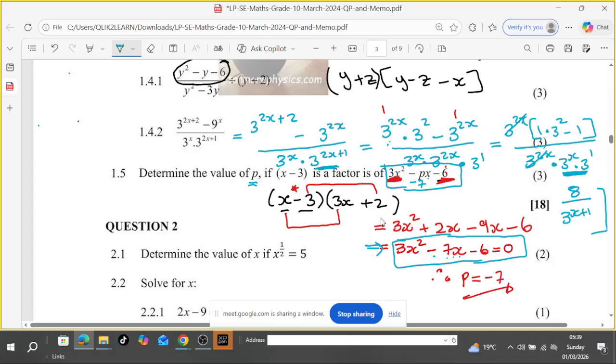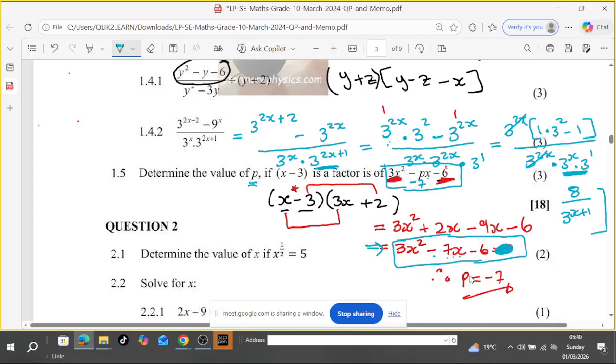So at the end, for the 3x squared minus 7x minus 6 equals 0, do you have to put the 0 there? Oh, okay. Maybe if I put the 0, this is not an equation, but since they said it's a factor, it's fine. You can also put a 0, but if you're not comfortable, let's remove the 0 now. Okay. Yeah.